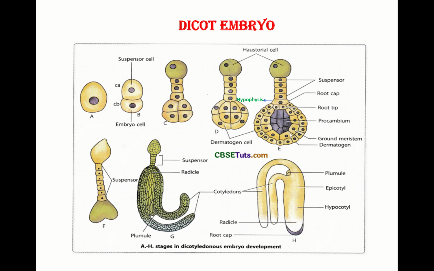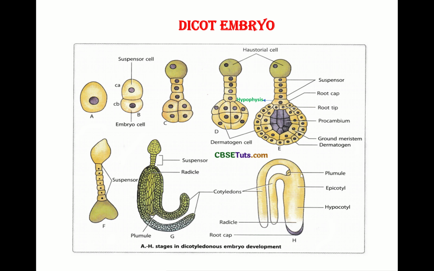And this globular shaped embryo again undergoes division to form a heart shaped embryo. This heart shaped embryo undergoes further divisions, or it elongates, to form the two cotyledons, and this is the radicle, and these cells are called the suspensor, and this is the haustoria. And one more thing you should remember is this one is the plumule.